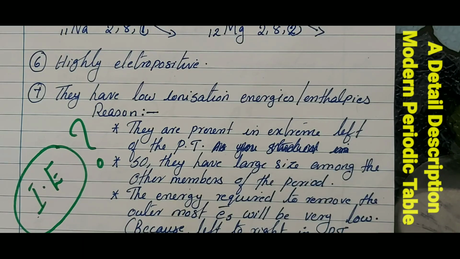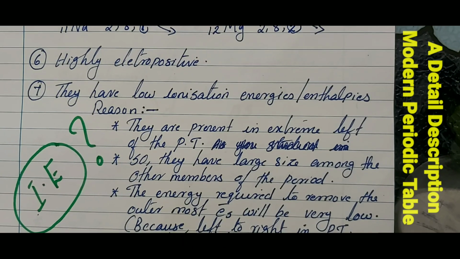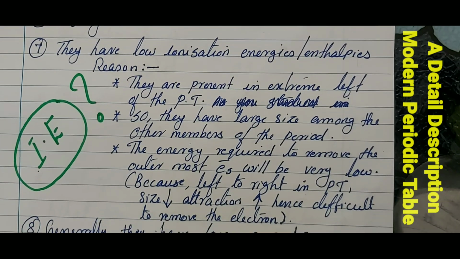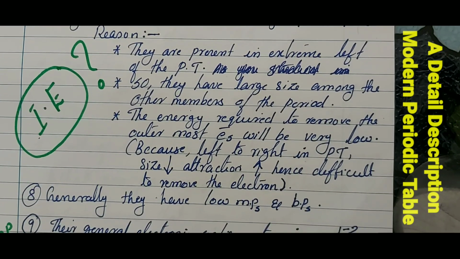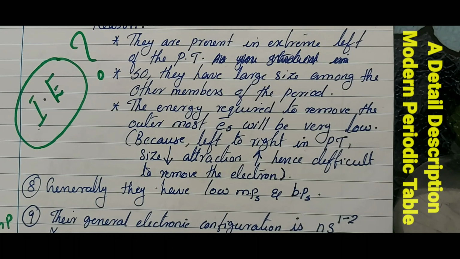What is the meaning of that? The energy required to remove an electron from the outermost shell of group 1 and group 2 elements is very small. A small quantity of energy is required. What is the reason? You know that when we move from left to right in a periodic table, the size decreases. Size decreases means the attraction between the nucleus and the outermost electron increases. It is difficult to remove that electron once the attraction increases.